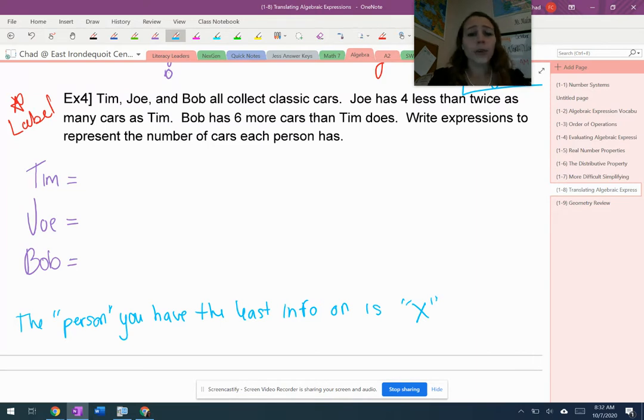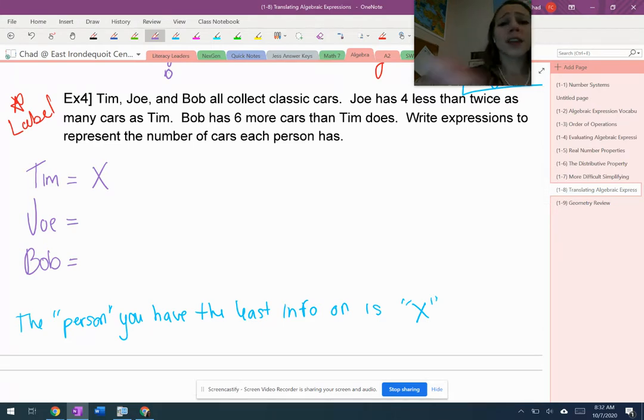Joe has 4 less than twice as many cars as Tim. That sentence is telling me about Joe. Bob has 6 more cars than Tim. That sentence is telling me about Bob. I don't have a sentence telling me about Tim. So that tells me that Tim is my plain old X.